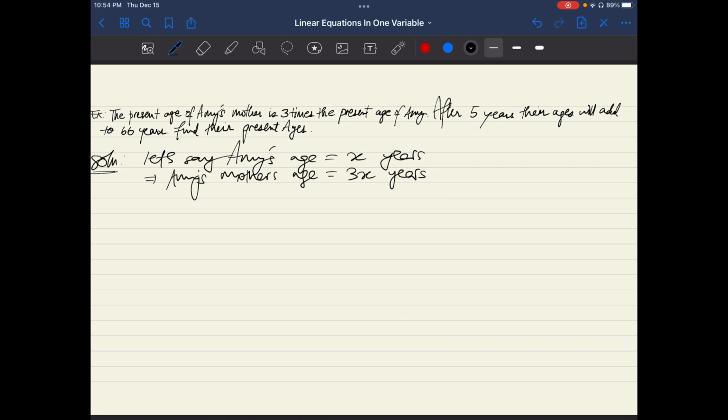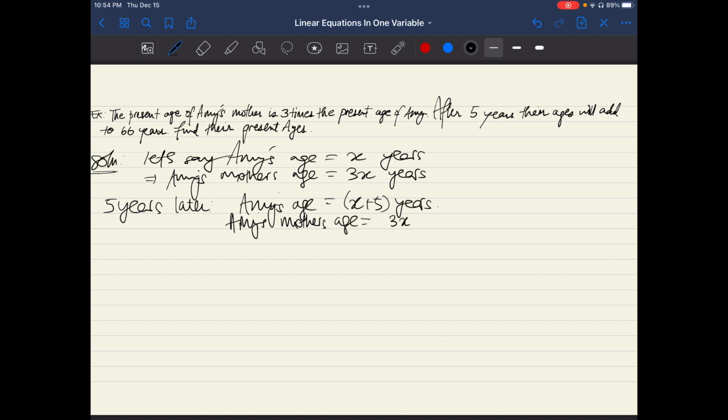And now they're saying after 5 years, their ages will add to 66 years. So 5 years later, what will be Amy's age? Amy's age will be x plus 5 years. And similarly, Amy's mother's age will be 3x plus 5 years. Therefore, our equation, according to the question, will turn out to be x plus 5 plus 3x plus 5 equals 66. Because 5 years later, their ages will add to 66 years.